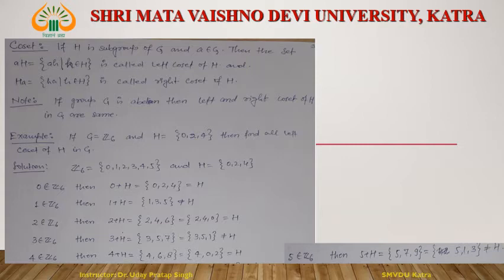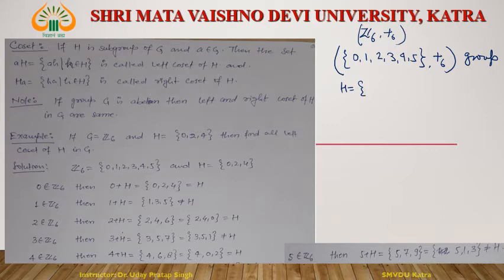Now see one example. Let G be Z6. What is Z6? Z6 is a group with respect to addition modulo 6. It means it contains 0, 1, 2, 3, 4, 5, with respect to addition modulo 6. This is a group. And let H is equal to {0, 2, 4}. This is a subgroup of Z6.